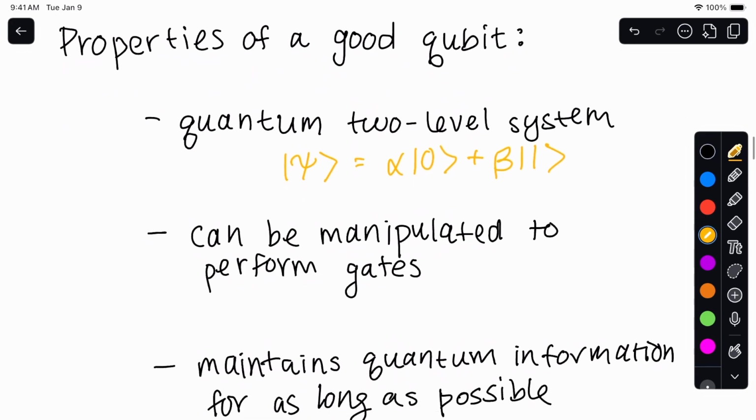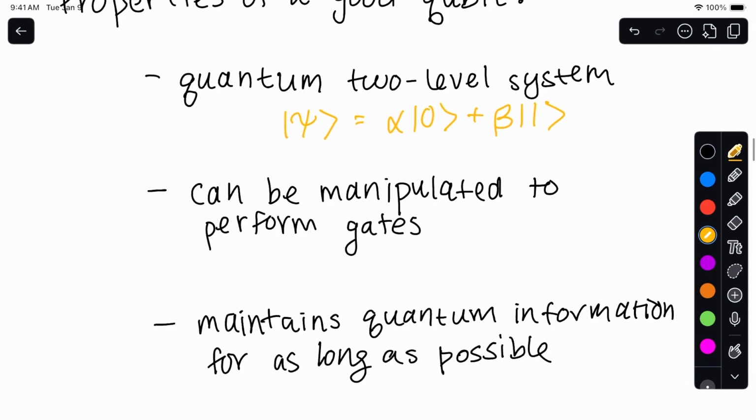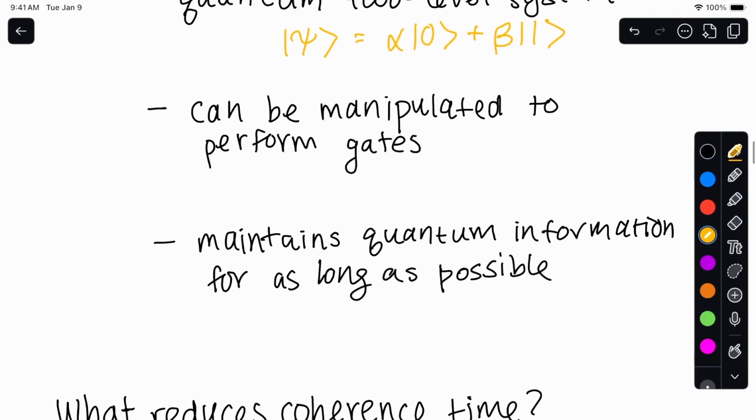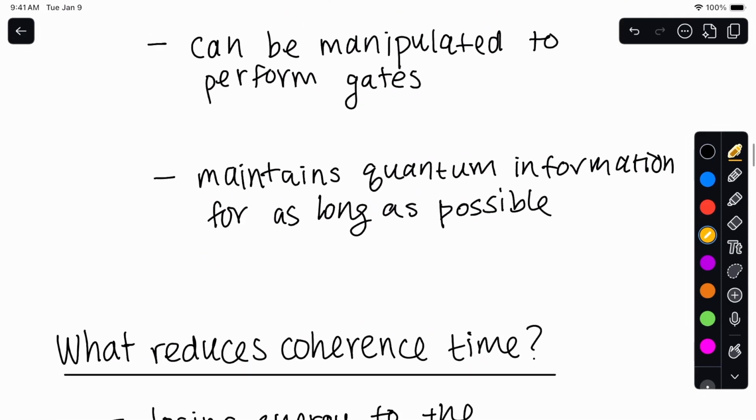We also need the qubit to be able to be manipulated so that we can perform gates. So somehow we have to interact with the qubit in order to perform gates. And then finally, we want it to maintain its quantum information for as long as possible. So the longer it maintains its quantum information, the more gates we can do, the larger computation we can do. And the time that it maintains its quantum information is called the coherence time.